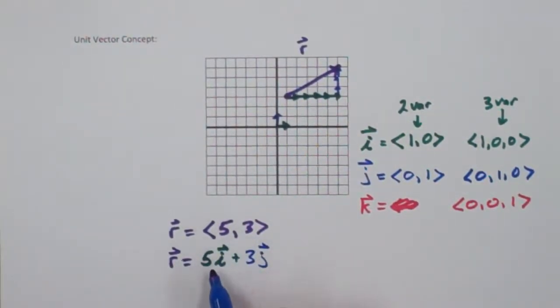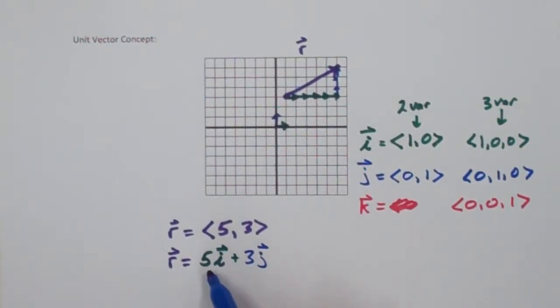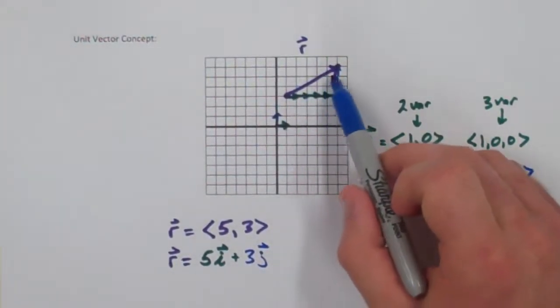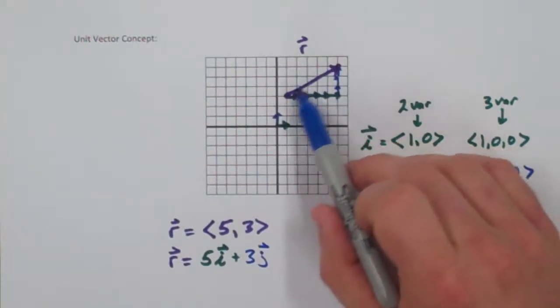So all this is just representing this vector here in terms of its x and y components, and also the new thing for this concept video is representing it as a sum of unit vectors. So if you do 5i plus 3j, you also wind up with this longer vector right here.